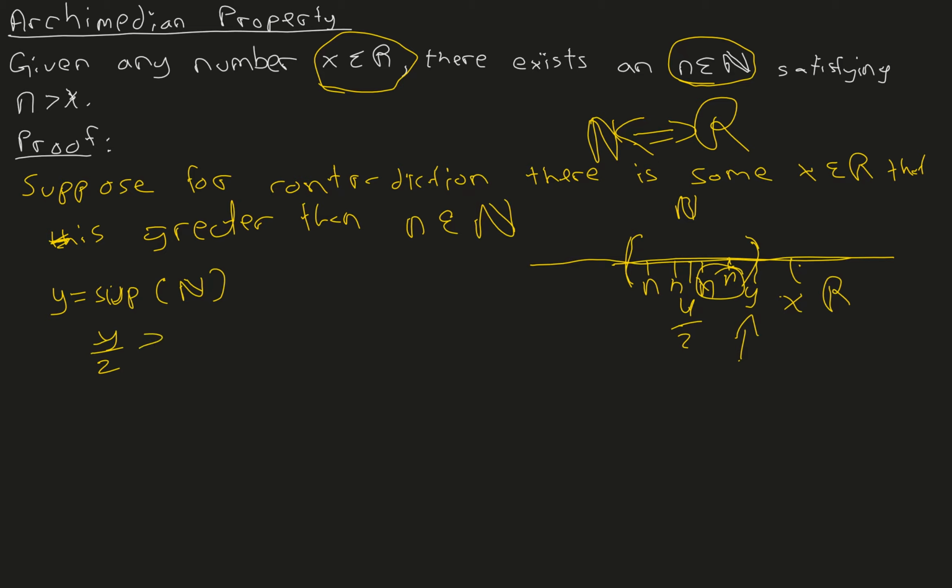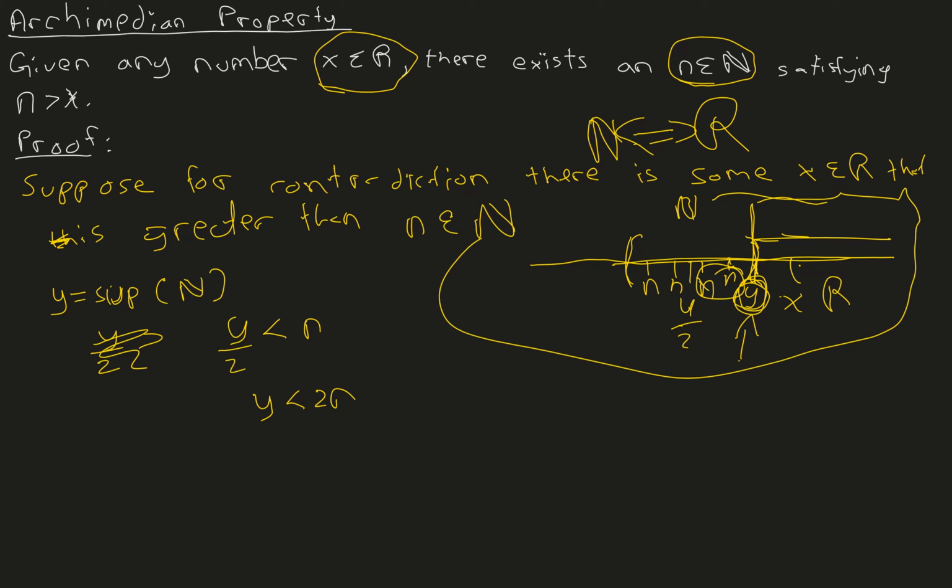So y over 2 is less than some n in the natural numbers, so we get that y is less than 2n. Now this is contradicting. We just said that y is the supremum of the natural numbers, the last one. After y, there are no other natural numbers, as you can see in this little picture I've drawn. But we just got that y is less than 2n, so there is some 2n right here which is greater than y. This is a contradiction. Therefore our initial assumption that there is some x greater than every n is wrong. Therefore the proof is done.